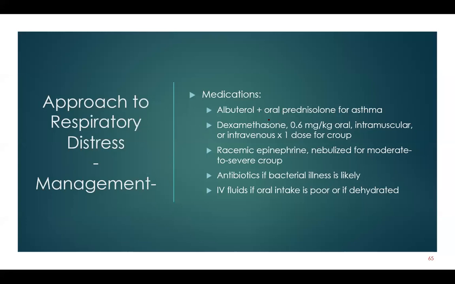Oral prednisone in the pill form is just as effective as prednisone through the IV, so don't forget that. If you can get this down their throat, you will greatly increase their chances of living. Dexamethasone 0.6 mg per kg is given for croup, one intravenous or intramuscular dose. Racemic epinephrine is also given for croup. If I'm in the emergency room, I almost always give both antibiotics if bacterial illness is likely, and IV fluids if oral intake is poor or the child is dehydrated.